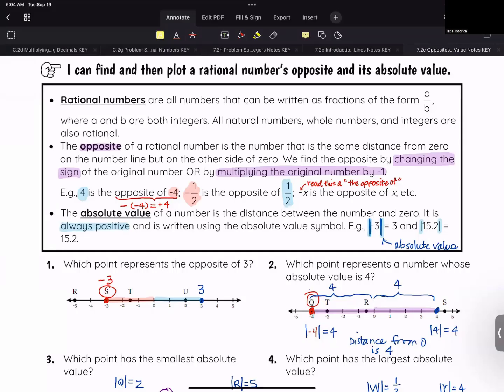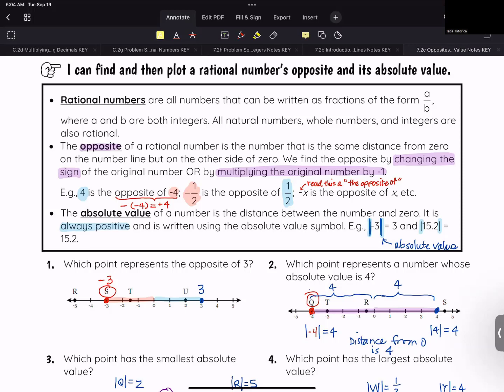Welcome to our first success criteria for the lesson, Opposites and Absolute Value. Our first goal is to find and then plot a rational number's opposite and its absolute value on the number line. Before we can do this, we need to be clear on all of the vocabulary embedded in that sentence.